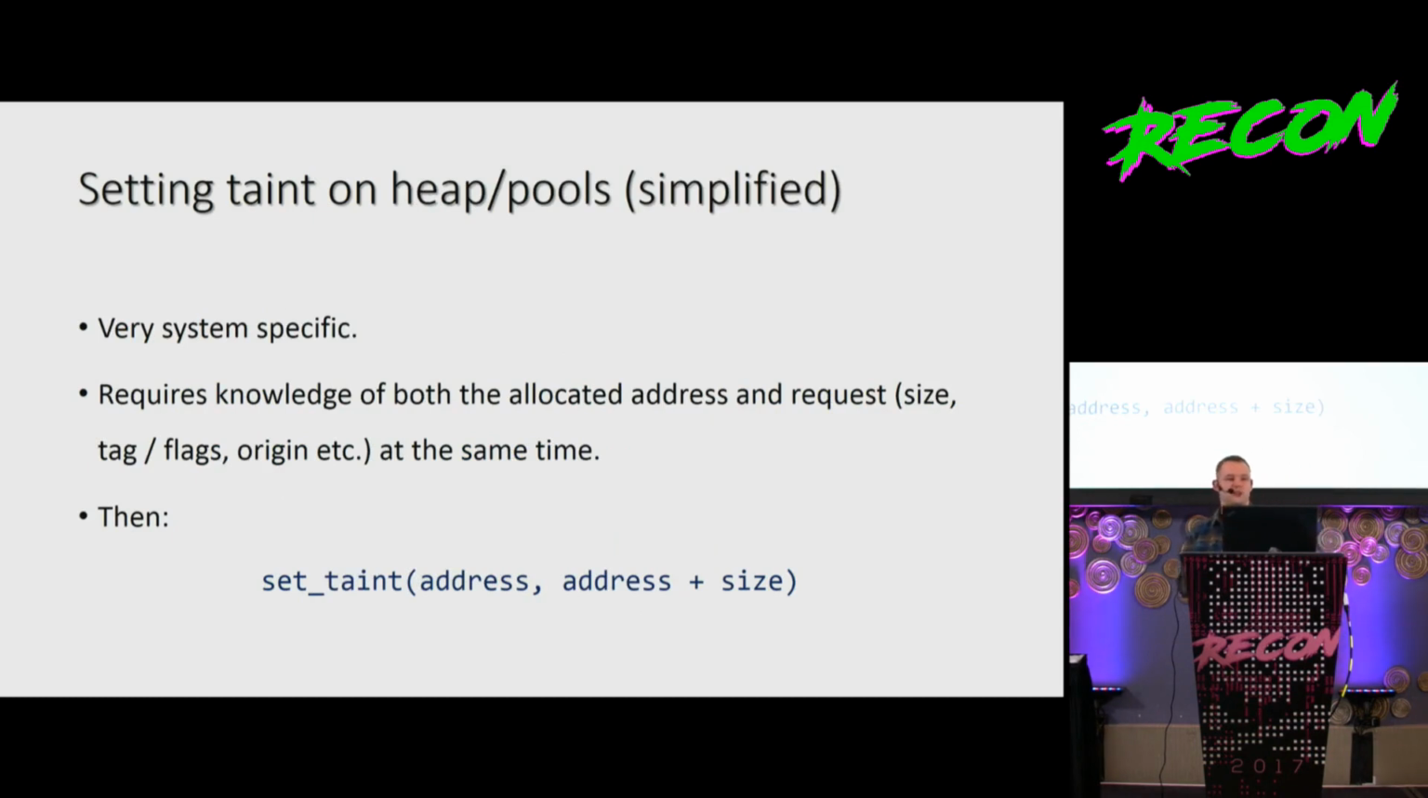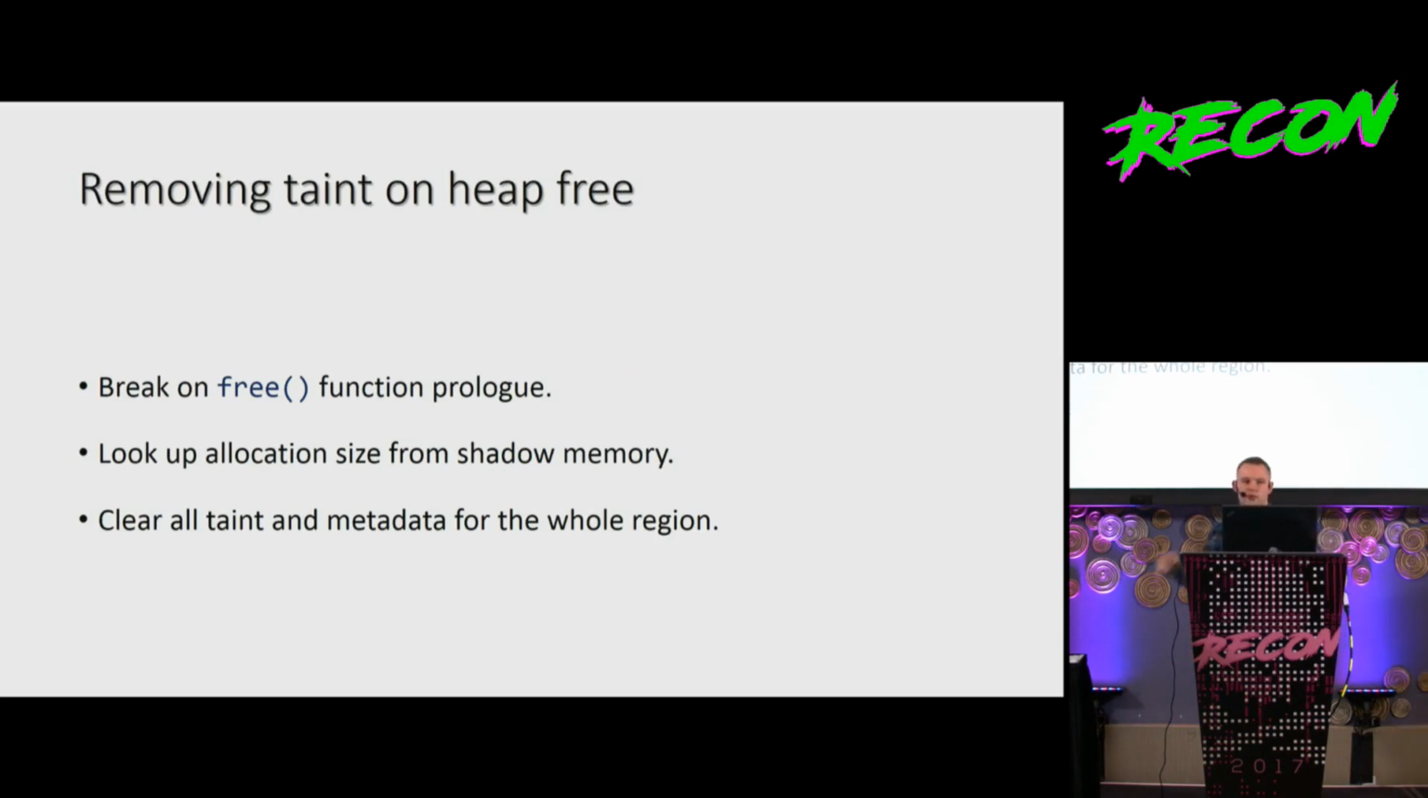When it comes to setting taint on heap and pools, this is actually very system specific. It requires us to hook into the allocator of the operating system and somehow know both the allocated address and the request that led to it, meaning the size, flags, origin, etc., at the same time. Once we have this information, we again set the taint on the whole region that was allocated. Then we remove taint on heap free, which means we have to again break on the free function or functions possibly, look up what the allocation size was, and free the whole memory region in our shadow memory.